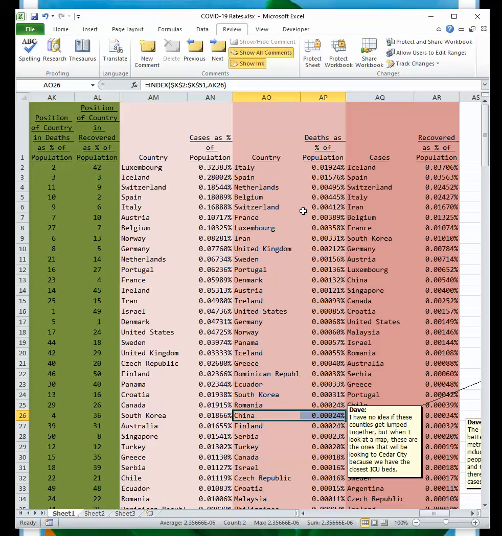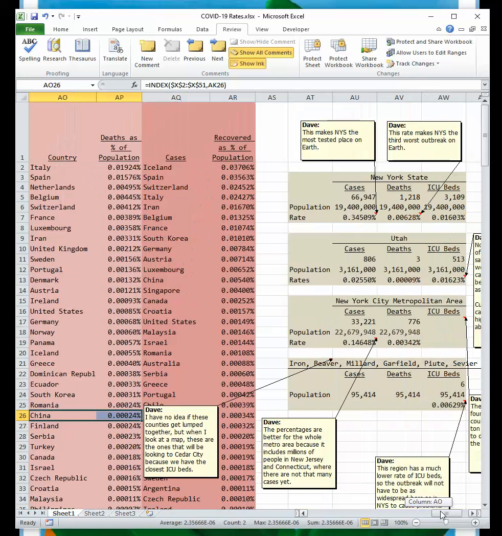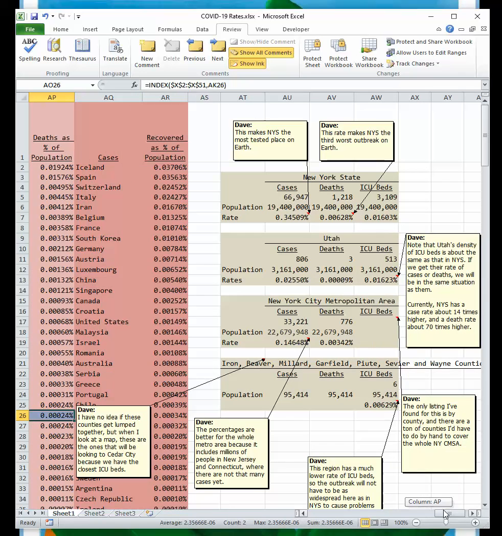Now, to get even more perspective on this, I went off further to the right and did some analysis for individual states of interest. New York State is obviously where the outbreak is the worst right now. And if we look at their testing rates, remember this is a combination of people who have the illness and people who've actually been tested for it, New York State now turns out to be the most heavily tested place in the world, heavier even than Luxembourg.